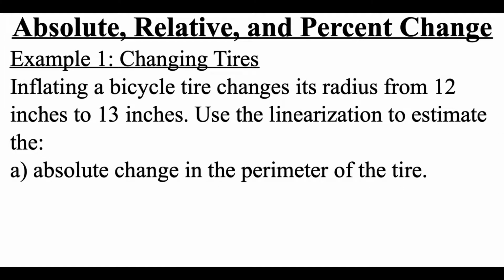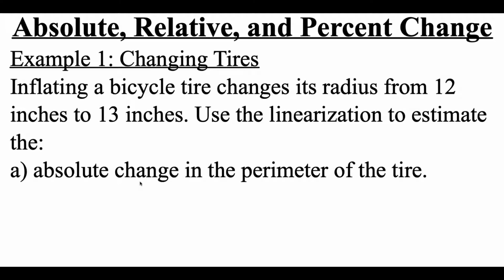In this example, we're going to look at changing the radius of a bicycle tire and see how it affects those different types of changes. We'll look at the absolute change, the relative change, and the percent change, all for this one example. The first thing we're going to look at is the absolute change.